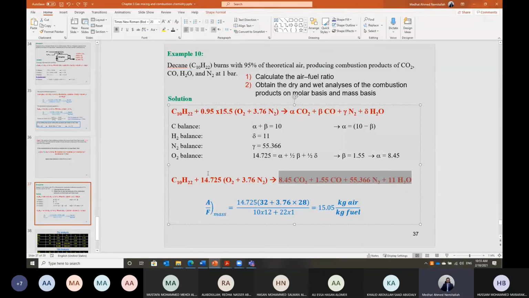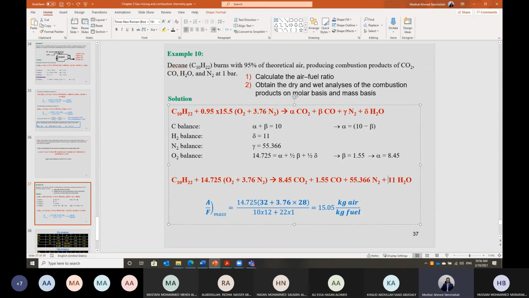It will equal lambda times gamma, which is 0.95 multiplied by 15.5, which equals 14.725, multiplied by the molecular weight of the air, divided by, as we used to do, the number of moles of the fuel multiplied by the molecular weight of the fuel. Then we can calculate the air to fuel ratio in this case. But we need to have the dry and wet analysis of the combustion product as well. So I will look at the combustion product. We have 8.45 CO2 plus 1.55 kilomole of CO plus this number of kilomoles of N2 plus H2O.